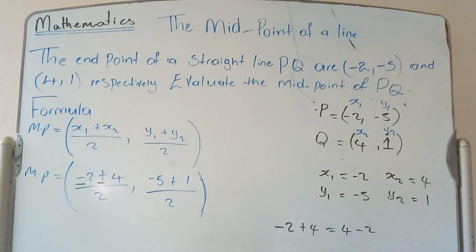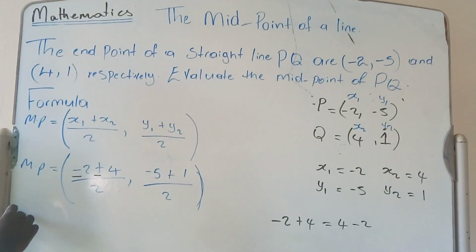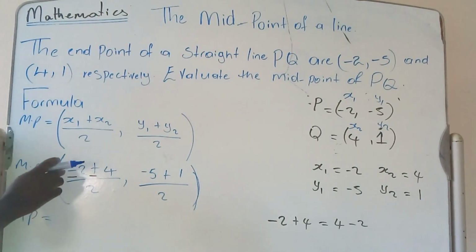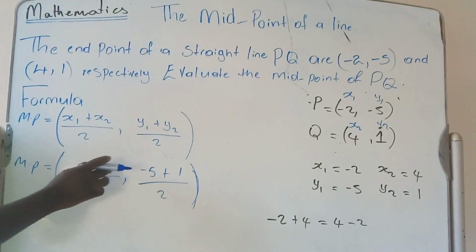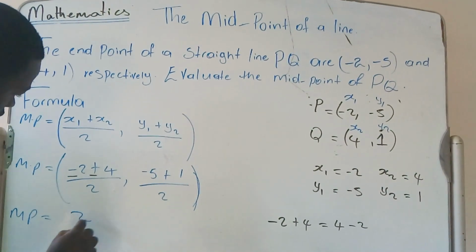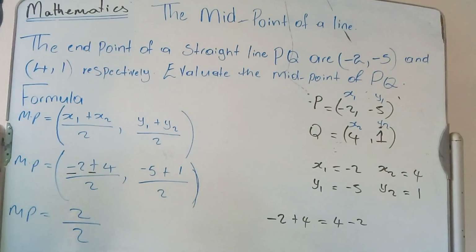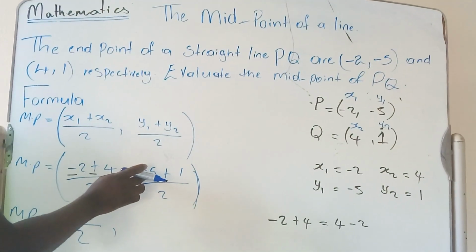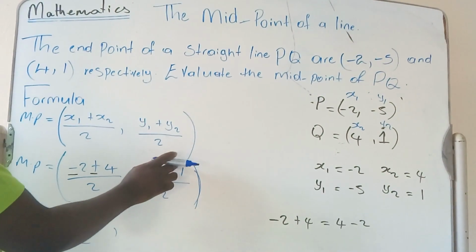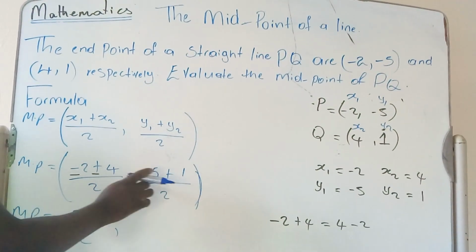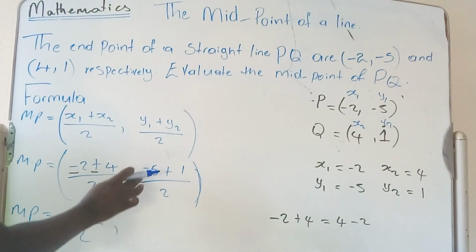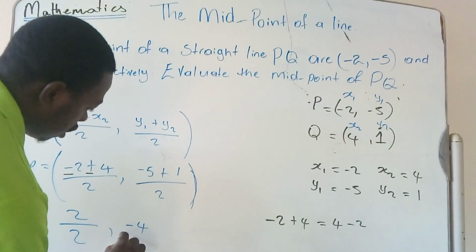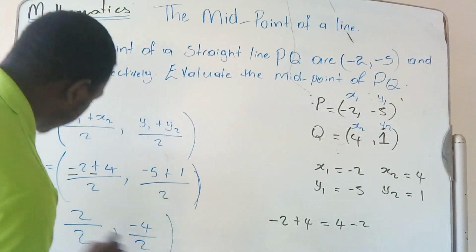So the midpoint is equal to negative 2 plus 4 gives us 2 all over 2, comma, negative 5 plus 1. Remember the signs are different, so we just subtract and keep the sign of the larger number. So negative 5 plus 1 gives us negative 4 all over 2. Remember your bracket.